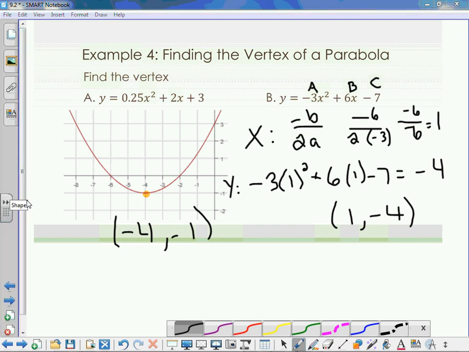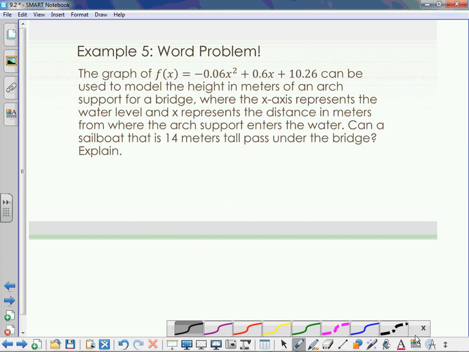Those are the 4 types of examples. We have one more. It's a word problem. Here we go. As I read the word problem, I want you to pick out some key phrases, and we'll go back and highlight them.